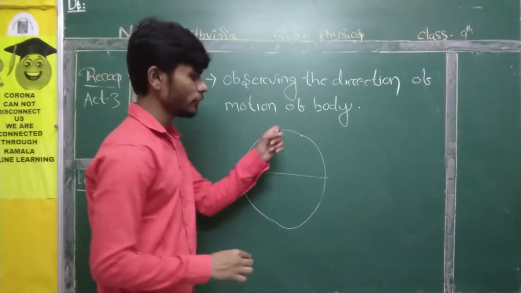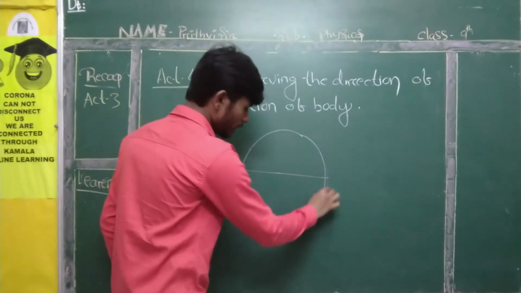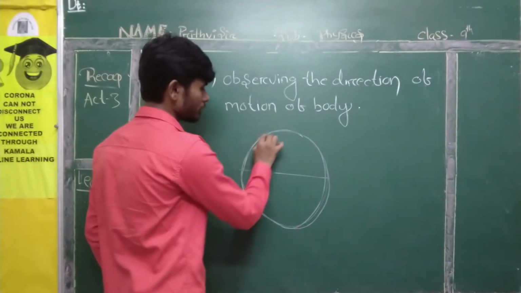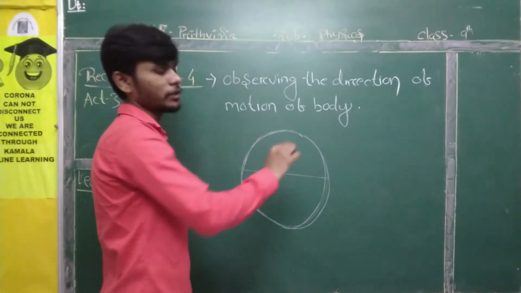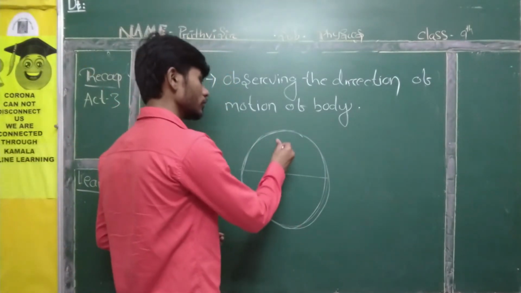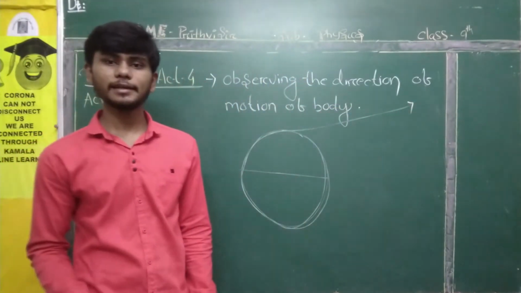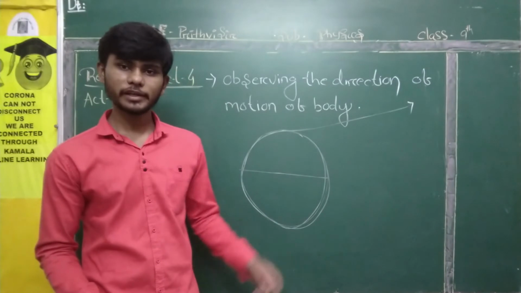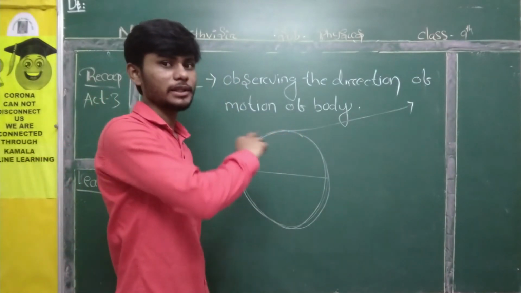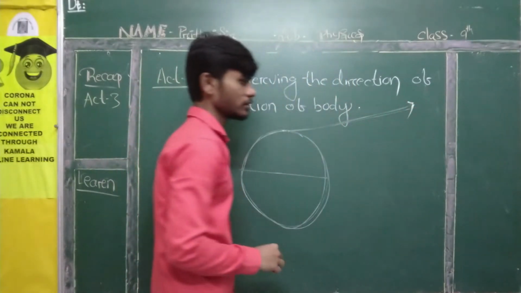So basically we are just moving the object. While moving, suppose you leave it here. How will it go? It will move in a straight line, right? Exactly at the point where you left it, in the direction of the tangent. It will move in a straight line.